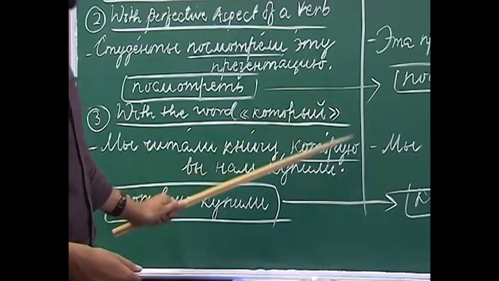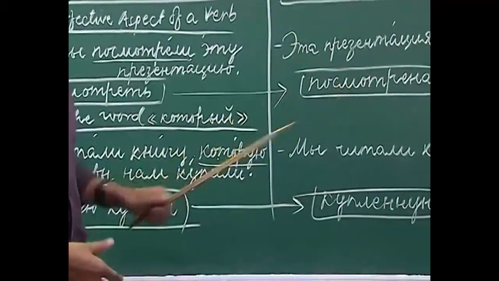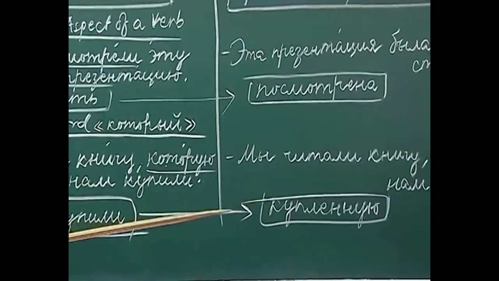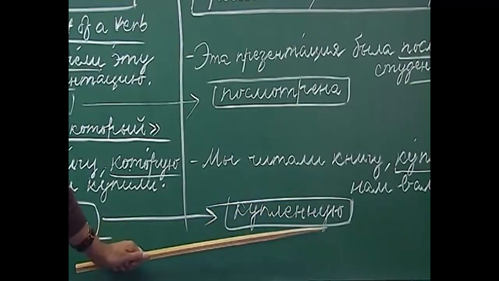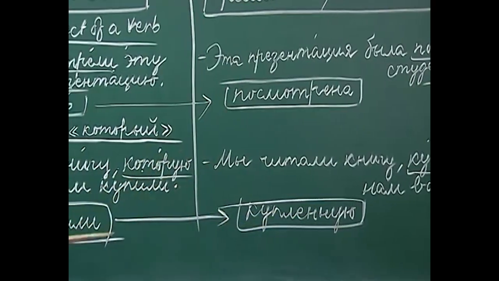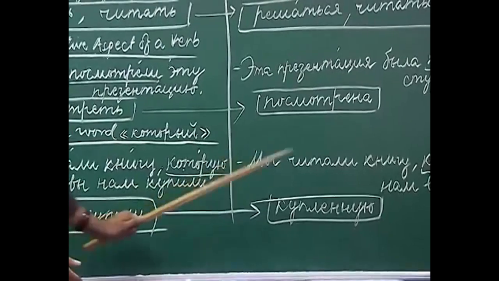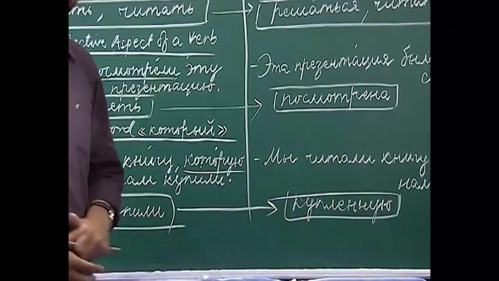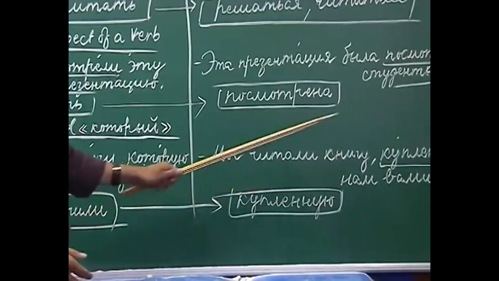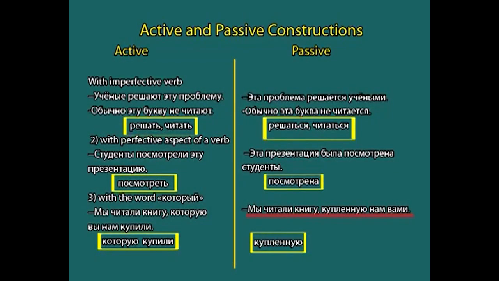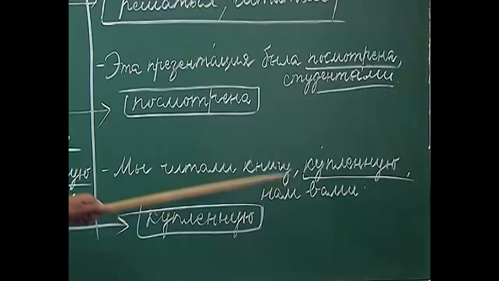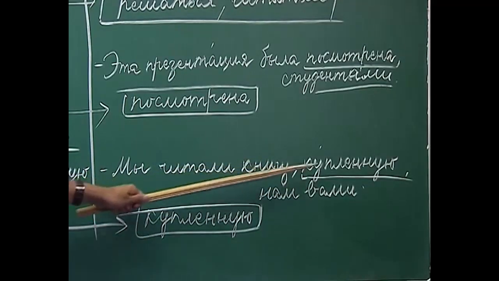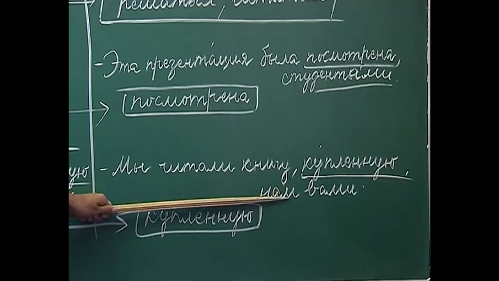So, now we have to change this construction into passive. How do we do that? I have already told you that we will use the full form of the passive participle. So, from kupich, what passive participle do we form? Kuplinni. So, we will use kuplinni in the passive construction. So, how do we do that? Mi chitali knigu kuplinnuyu nam vami. So, we read the book which was bought by you for us.